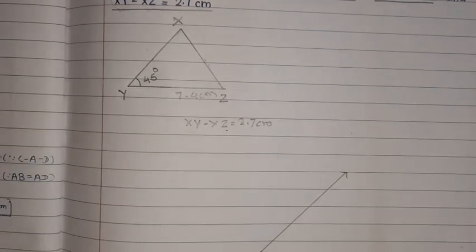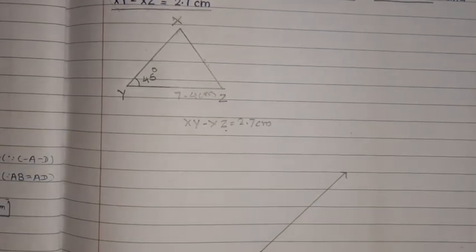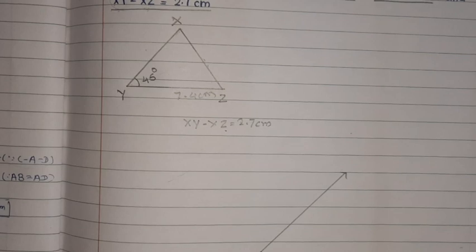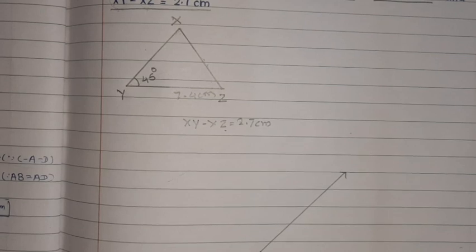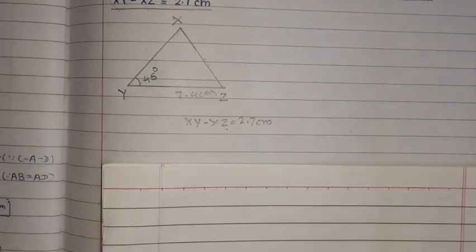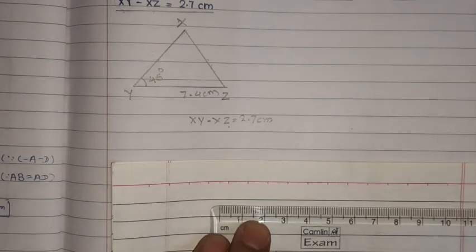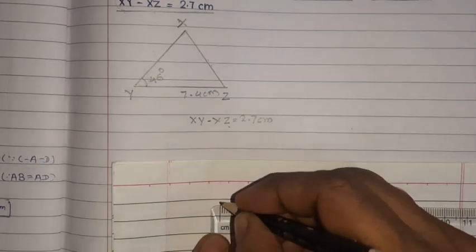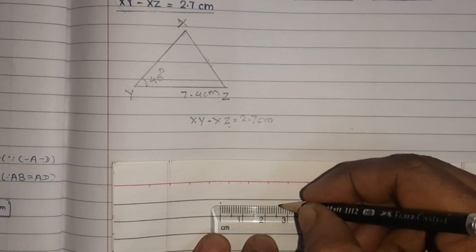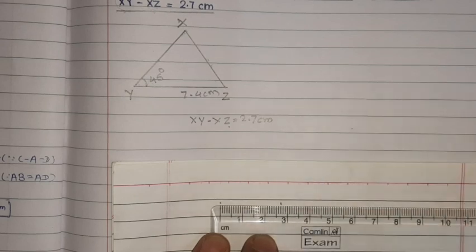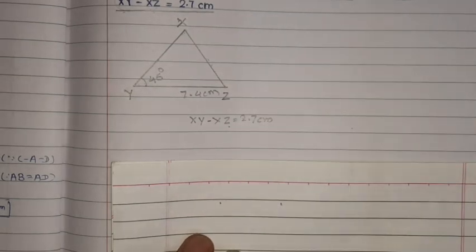Therefore dear student, this much distance we have to take in a compass, and then see dear student, we have to take the 2.7 centimeter distance. It is 0 and here it is 2.5, and after that 2 millimeter, it is 2.7.